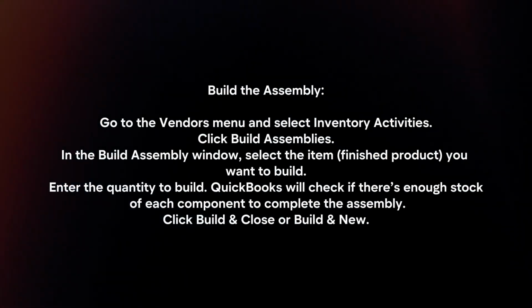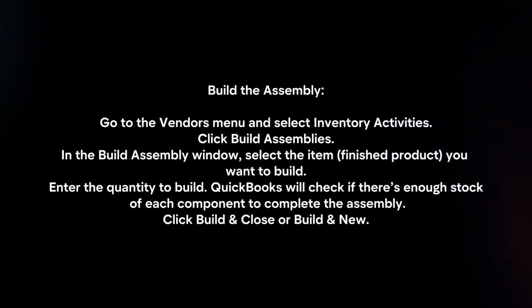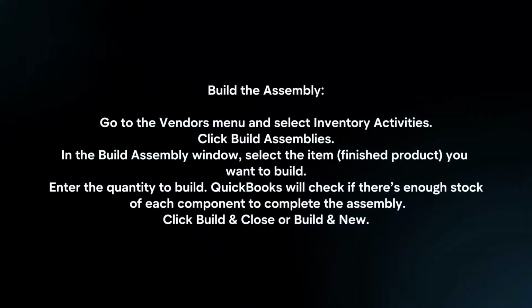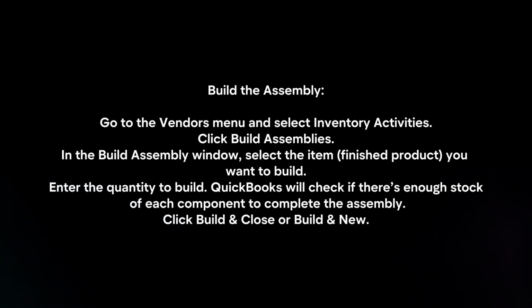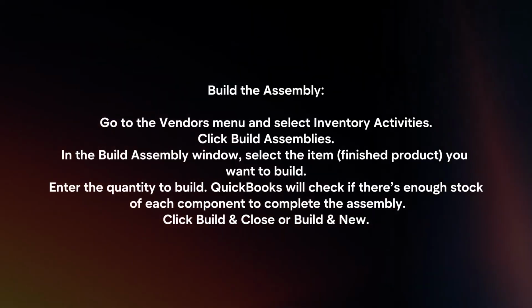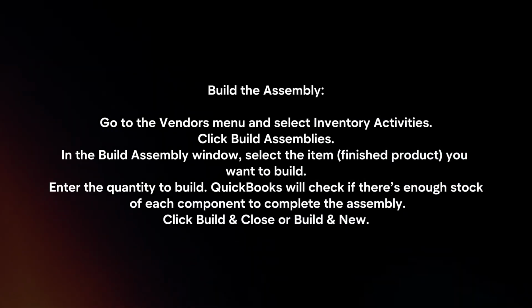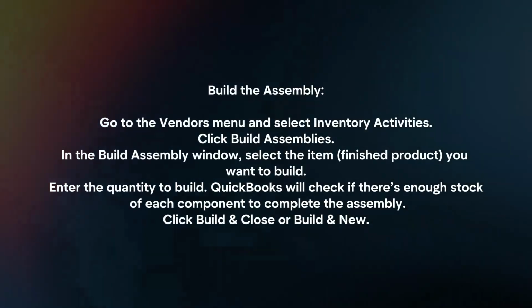Build the assembly. Go to the Vendors menu and select Inventory Activities. Click Build Assemblies. In the Build Assembly window, select the item you want to build. Enter the quantity to build. QuickBooks will check if there is enough stock of each component to complete the assembly. Click Build and Close or Build and New.